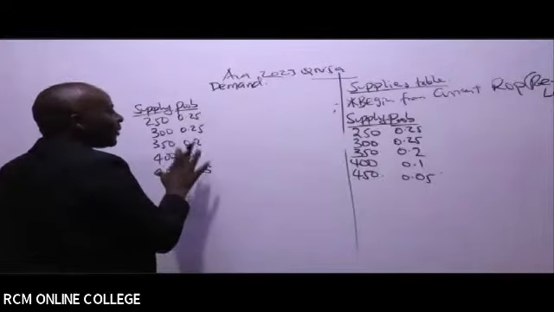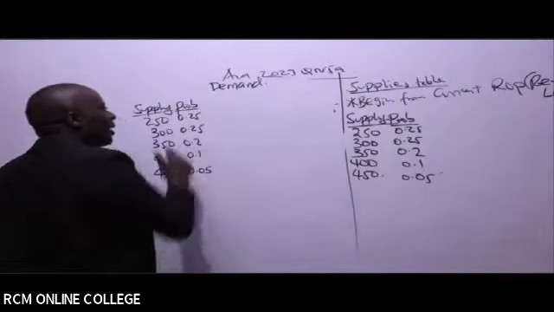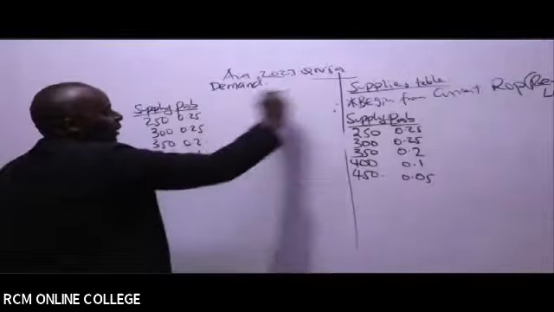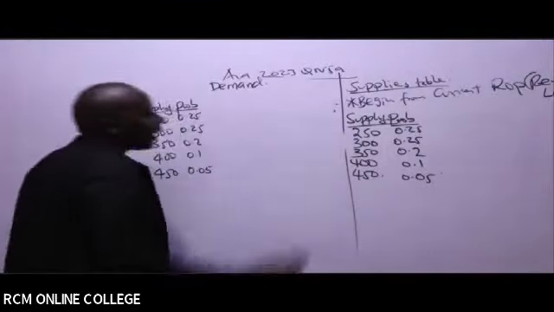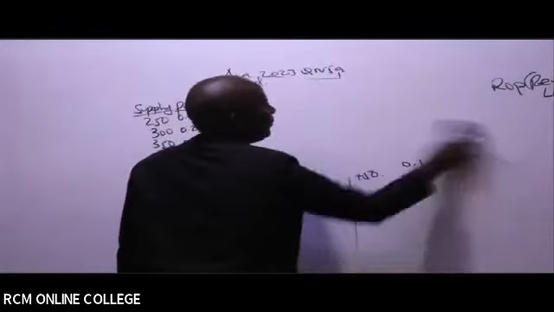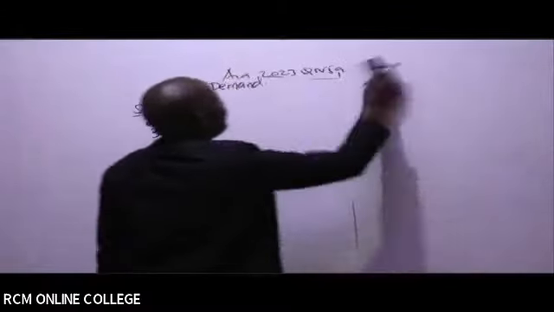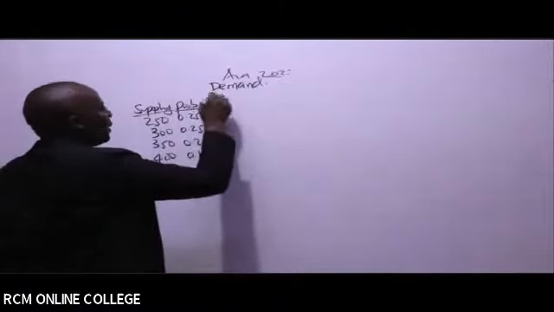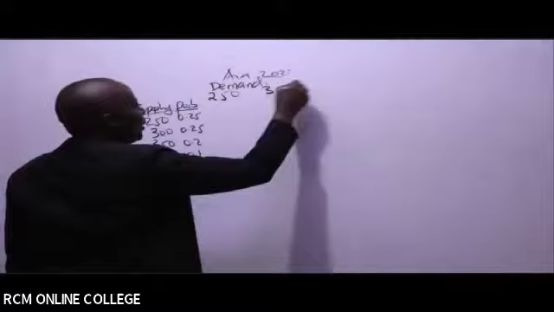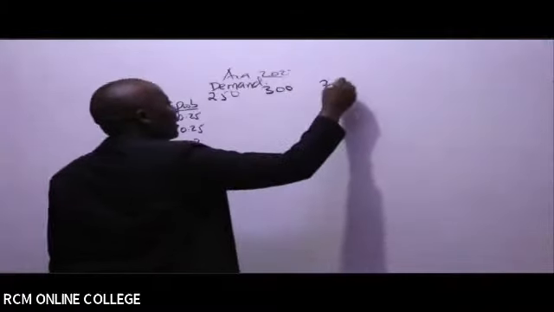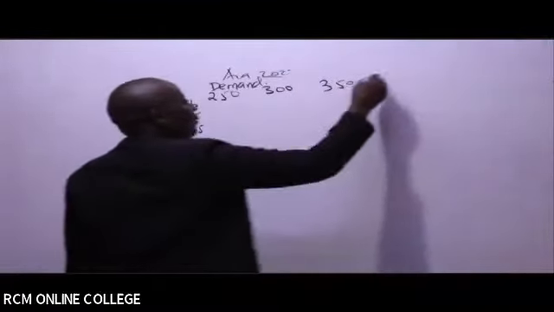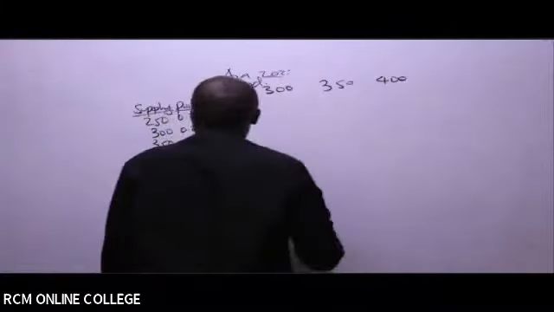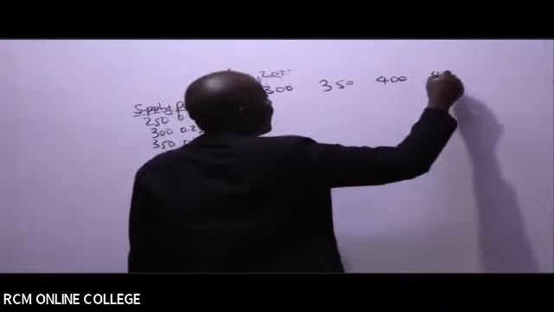So remember the payoff table that we did. The supplies that you have here will be the demand figures that you have on the other side. So then we have this one, 250, 300. We're repeating the same numbers: 350, 400, 450, like that.